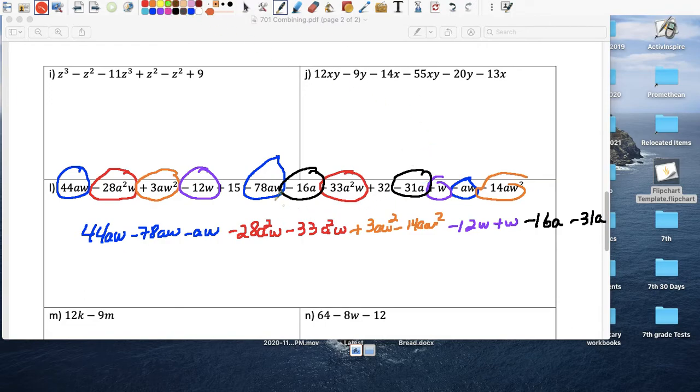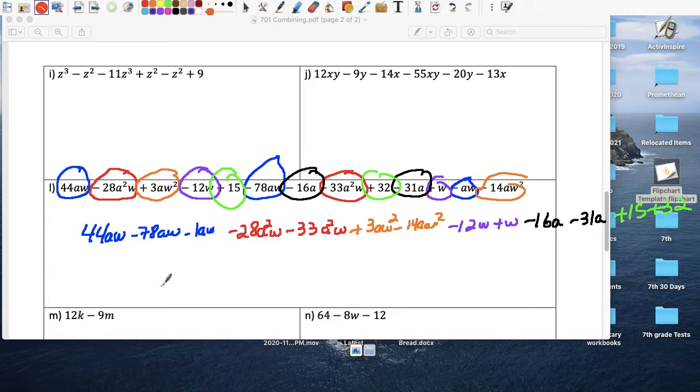And last, is there a different color? Green, I haven't used it yet. So positive 15 and plus 32. Okay, so like I said, it helps if you do it really organized. So now over here, guys. Okay, over here, allow me to rewrite this, and I'm going to write that with 1aw.